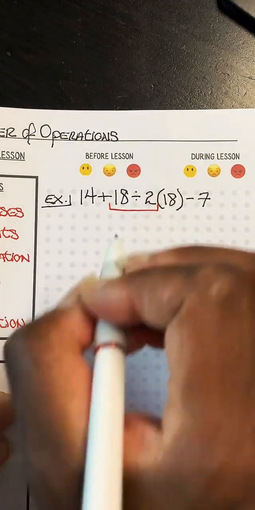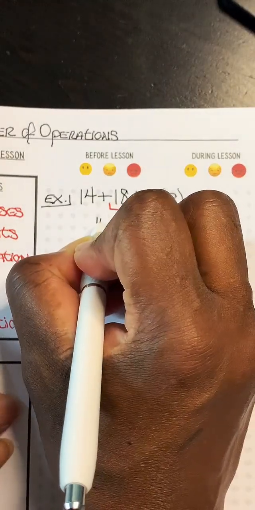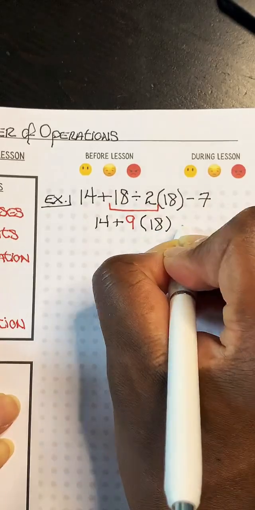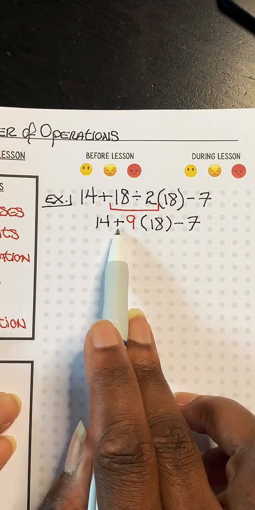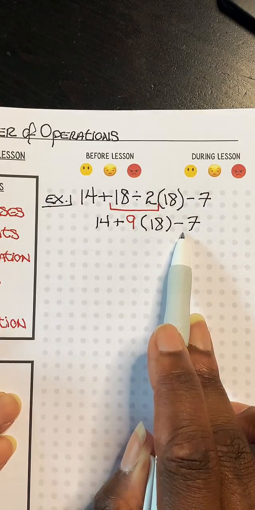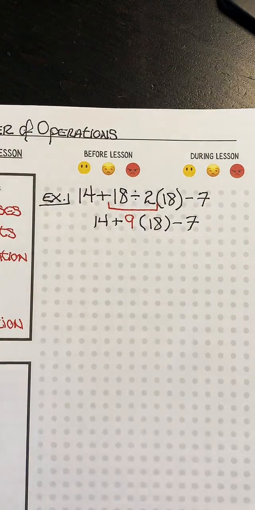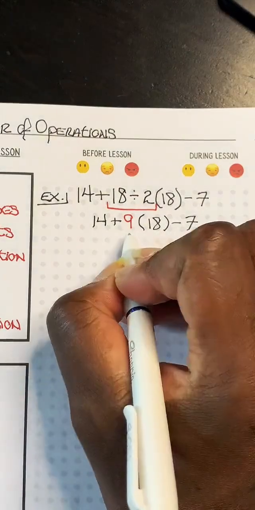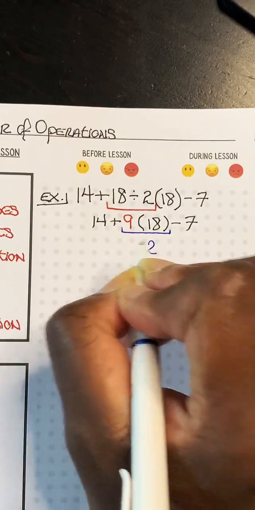So 18 divided by 2, that gives us our 9. So if I bring everything down, my 14 plus, okay, we have our multiplication of the 18 minus 7. So now, next thing we know, we have addition, we have multiplication, and we have subtraction. So we're still from the left to right with the multiplication and division. But this time, we got our 9 times our 18. So 9 times 18, that will give us our 2 carryover, so 162.